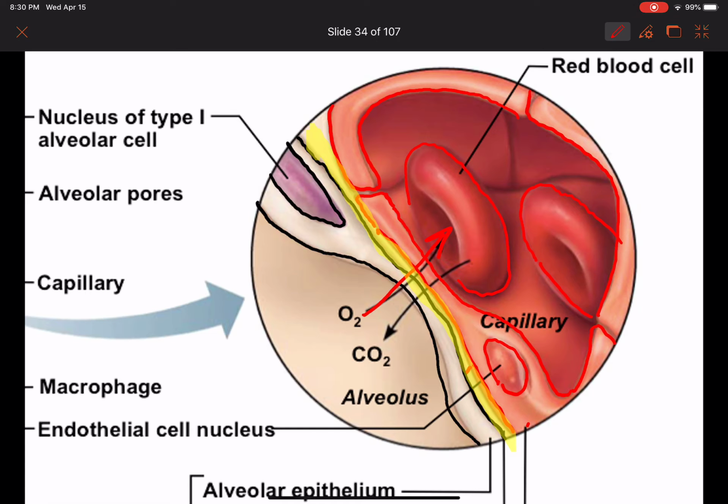And then the CO2, which is also largely stored within the hemoglobin, but also to a large extent within the blood plasma as well, is going to be moving in the other direction. It's going to be moving from the blood across this respiratory membrane and into the gases of the alveolus.